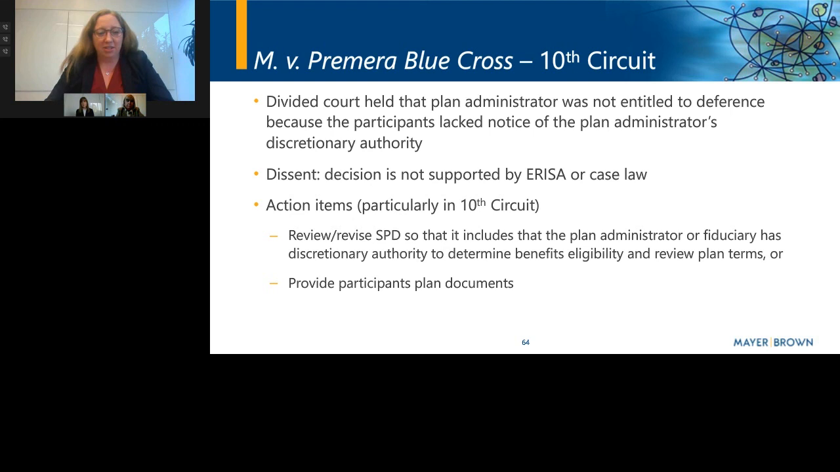That said, because this is currently law in the 10th Circuit, it's particularly prudent to take a look at your summary plan description, see whether it includes language that the plan administrator or fiduciary has discretionary authority to determine benefits eligibility, or provide plan documents to your participants that include that language. Hopefully this is something that we see resolved, perhaps at the Supreme Court level, but at this point, it's prudent to take a look at those documents.